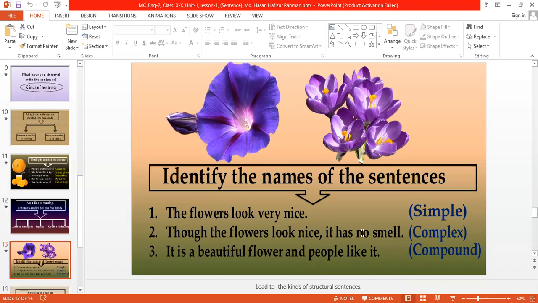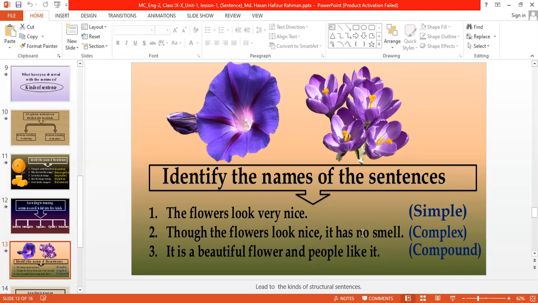Though it is conjunction. Though the flower looks nice, it has no smell. There are two sentences combined with a subordinate conjunction. Though is the subordinate conjunction, so it is a complex sentence. One subordinate conjunction and two finite verbs and also two subjects make a complex sentence.